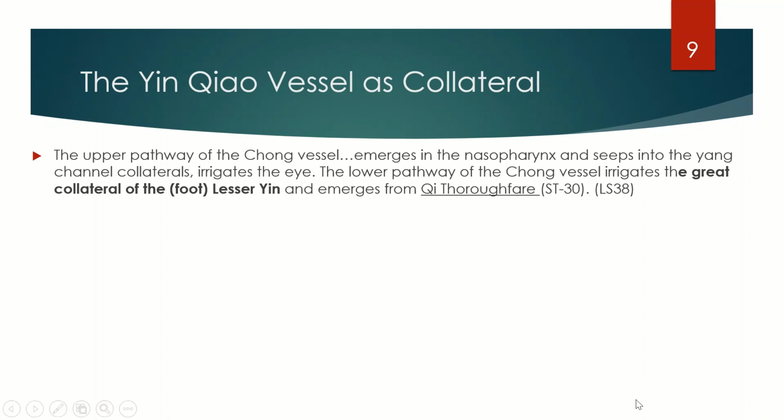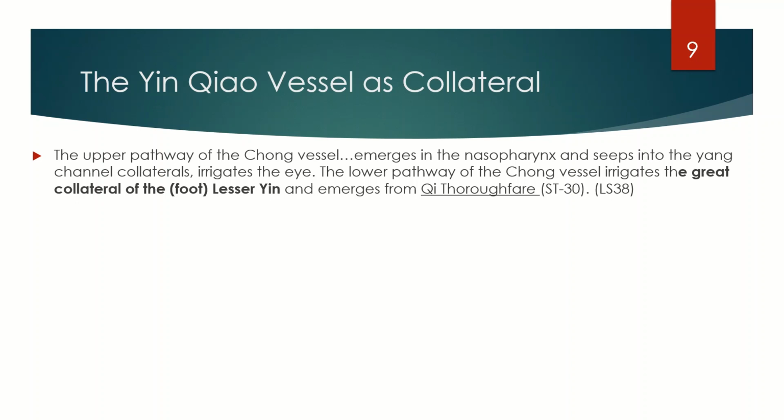If this turns out to be true, it's also a very interesting and compelling idea of how the 8 extras are connected to each other, because we don't have that much of an idea of how, for instance, the Chong and the Qiao vessels are connected. But I think this makes a lot of sense, because it says the upper pathway of the Chong vessel emerges in the nasopharynx and seeps into the Yang channel collaterals and irrigates the eye. The lower pathway of the Chong vessel irrigates the greater collateral of the foot lesser yin and emerges from Qi thoroughfare.